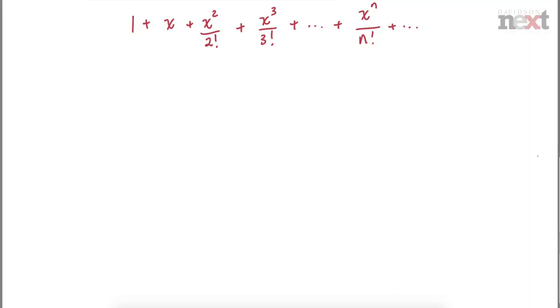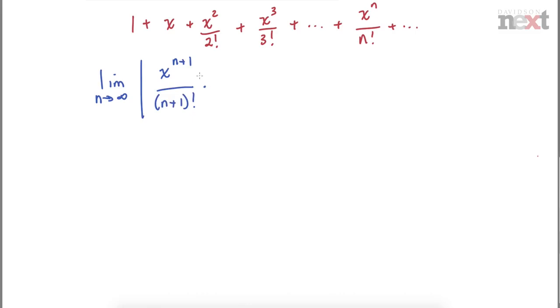First power series let's look at is 1 plus x squared over 2 factorial and so on. We are going to apply the ratio test. So we look at the limit as n goes to infinity of the ratio of our n plus first term, which would be x to the n plus 1 over n plus 1 factorial, and then divided by the nth term.